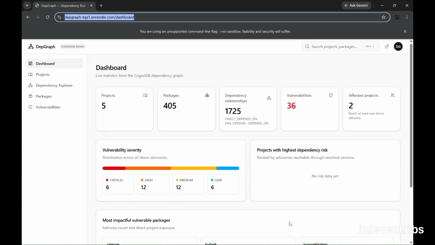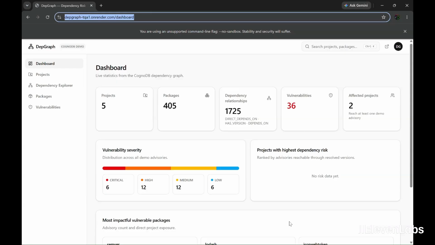When a project's package and version match a demo advisory, DepGraph traces that relationship through the graph and shows the resulting impact path. When a project is imported, the analyzer evaluates it against the vulnerability data available in the graph. So if an imported project's package and version match one of these demo records, the application can demonstrate the corresponding impact path.